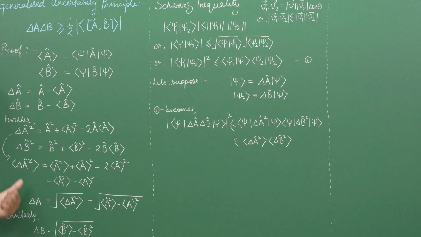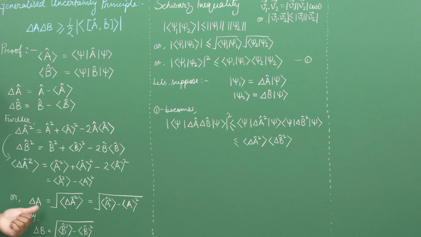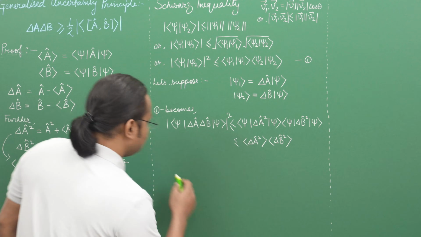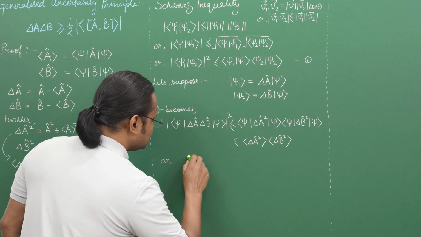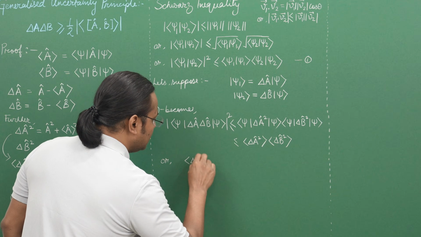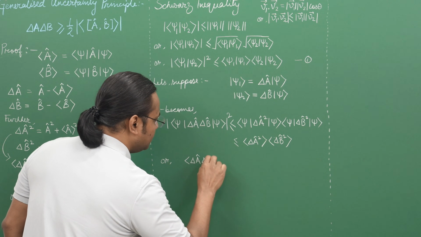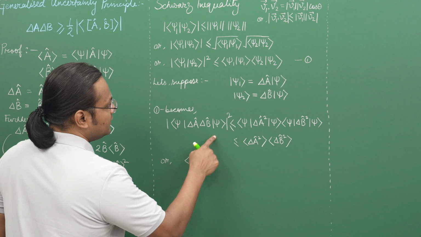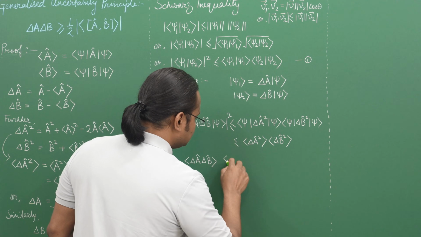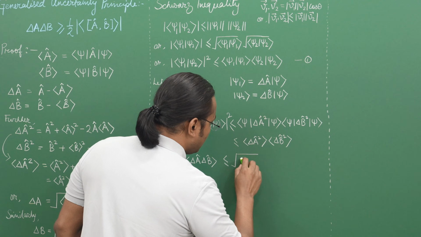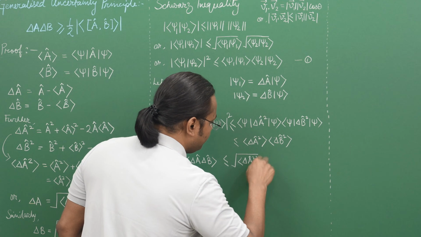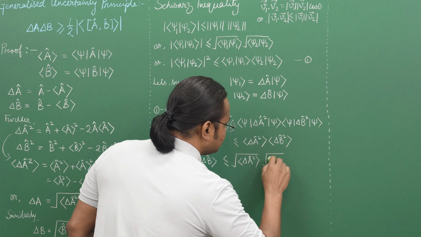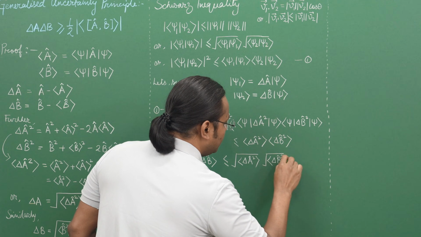But I have already obtained the expectation value of the uncertainty operator of A and B, right? So therefore, I can write this as the expectation value of the uncertainty of A operator and uncertainty of B operator, right? Square root I am going to take to the left hand side. This is less than or equal to square root of the expectation value of the uncertainty operator of A and square root of the expectation value of the uncertainty operator of B squared.